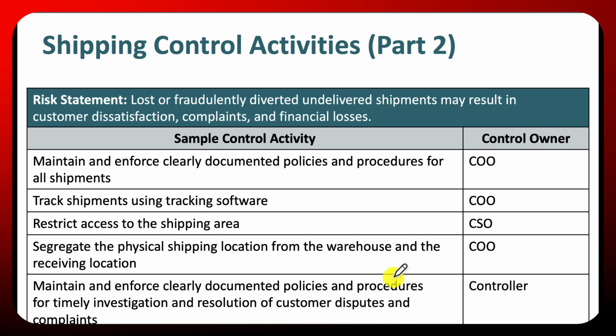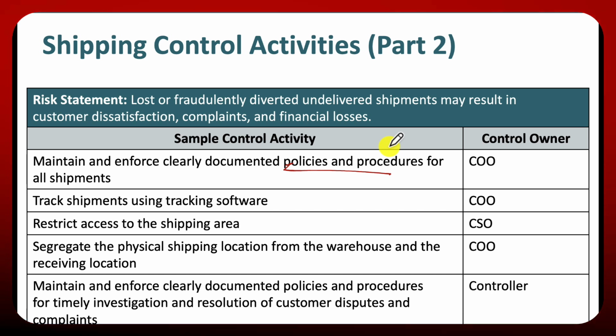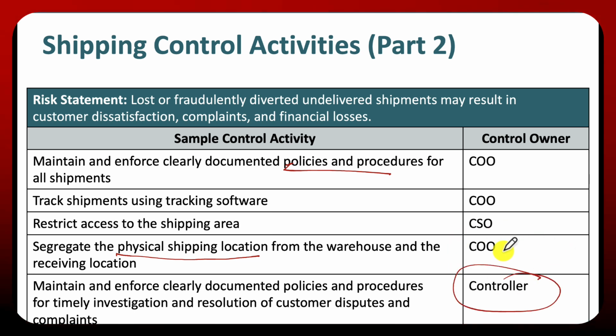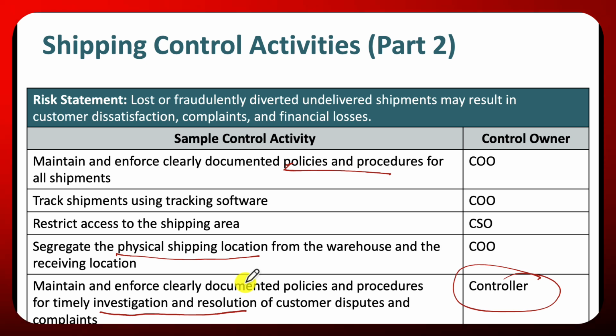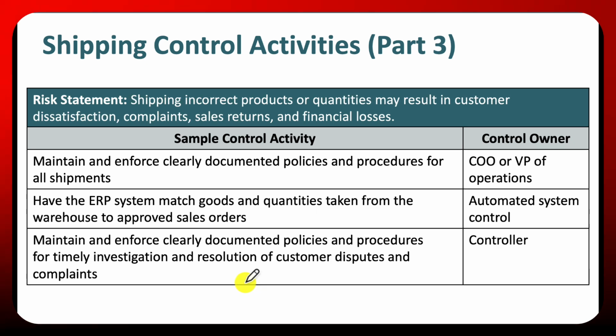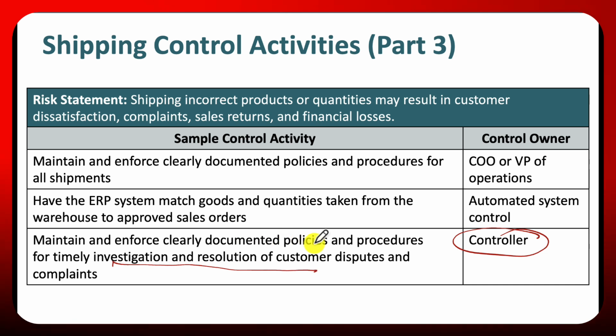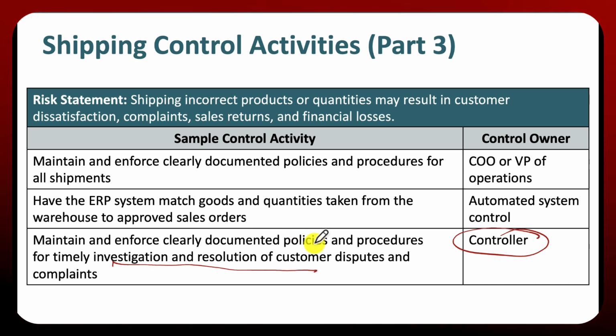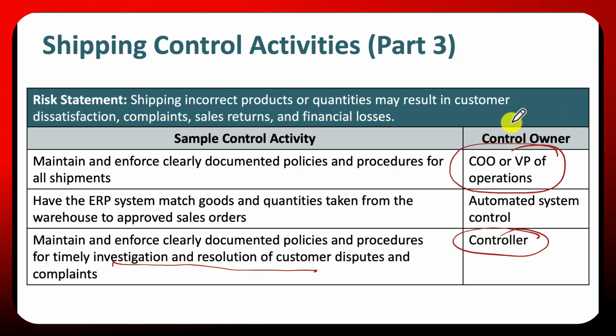You also see that the Chief Operating Officer, or COO, might maintain and enforce those policies and procedures for all shipments, track the shipments, possibly using tracking software, restrict area access to the shipping area, and then possibly segregate the physical shipping location from the warehouse and the receiving location. Then we see that the controller might maintain and enforce those policies and procedures for timely investigation and resolution of those customer disputes and complaints. And we might have the COO or the VP of operations maintain and enforce the policies and procedures for the shipments as well.